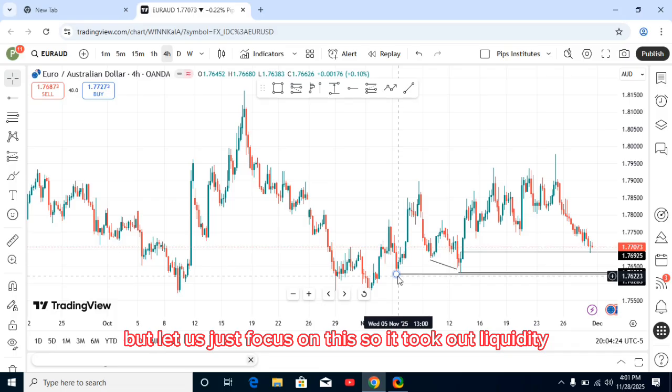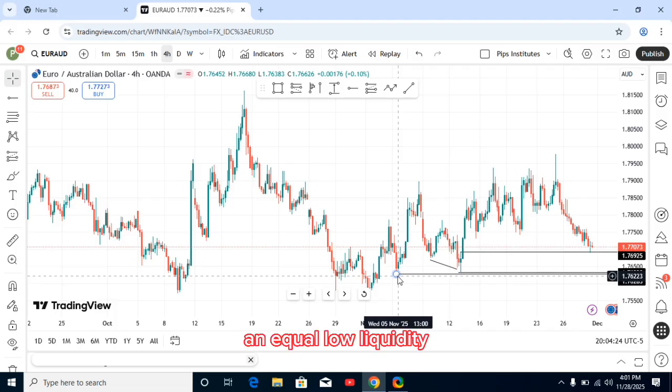So it took out liquidity. It has taken the liquidity below. Then you wait. What happened? It begins to form an equal low liquidity. Can you see? All these are liquidities.